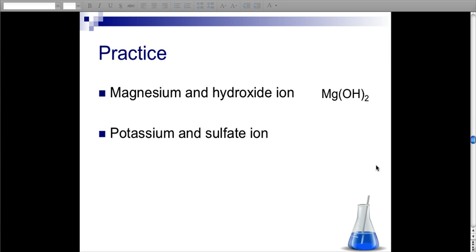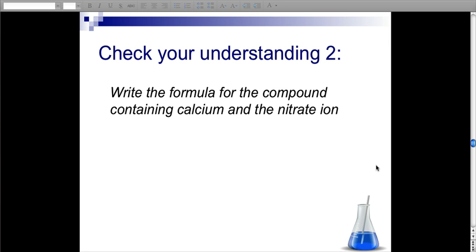So practice with magnesium and hydroxide, potassium and the sulfate ion. So check your understanding and write the formula.